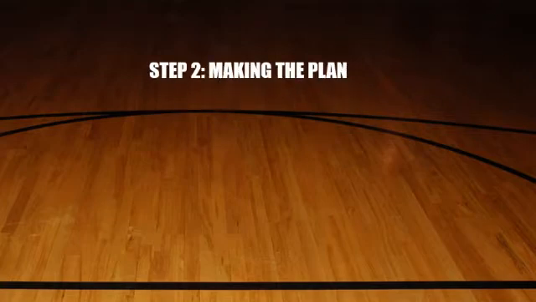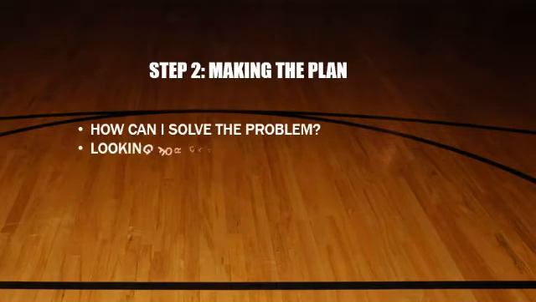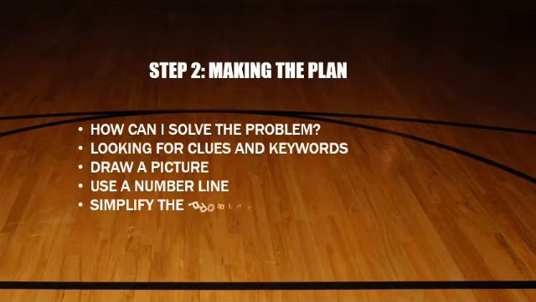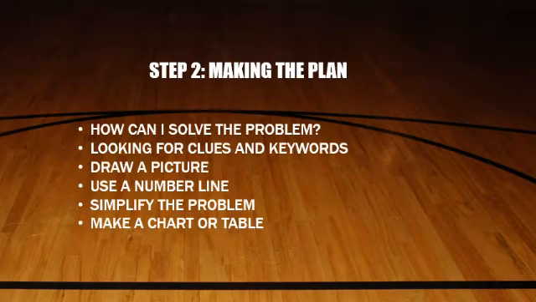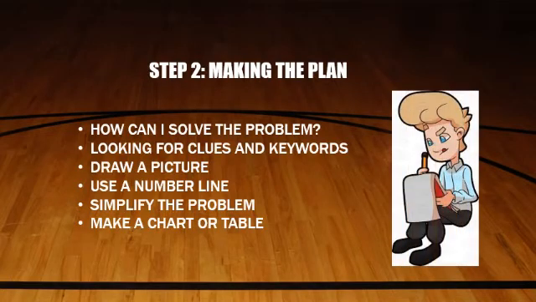Step number 2, making the plan. In this step, we know how can we solve the problem. Looking for clues and keywords. Draw a number line. Draw a picture. Simplify the problem. Make a chart or table. Once you have chosen the best way to solve the problem, you can find the correct solution of the problem. Think properly before you start to write the answer. You need to add, subtract, multiply, or divide.